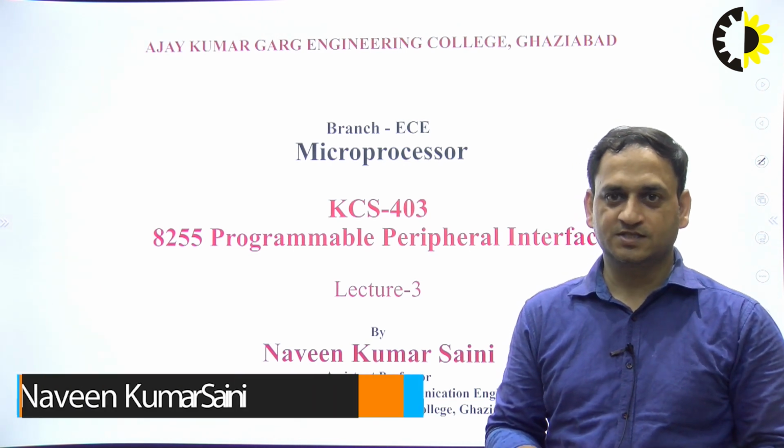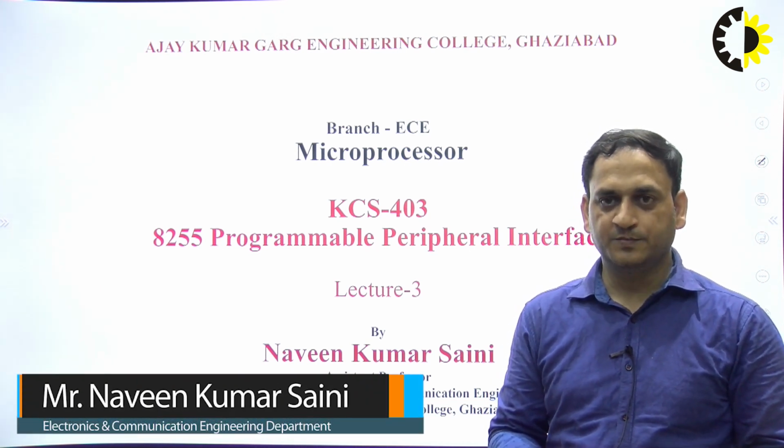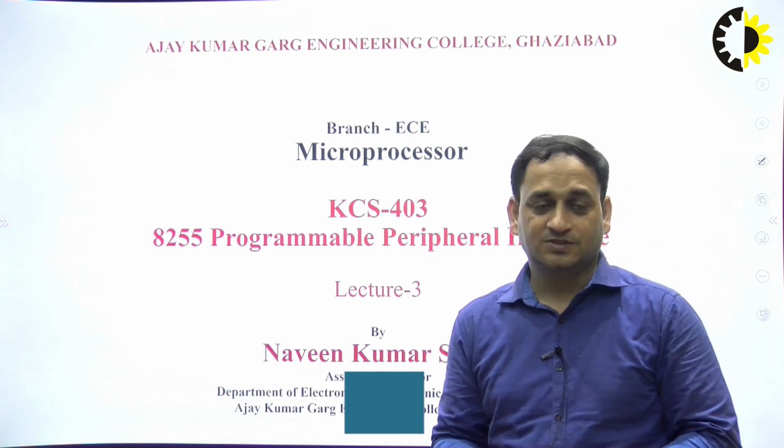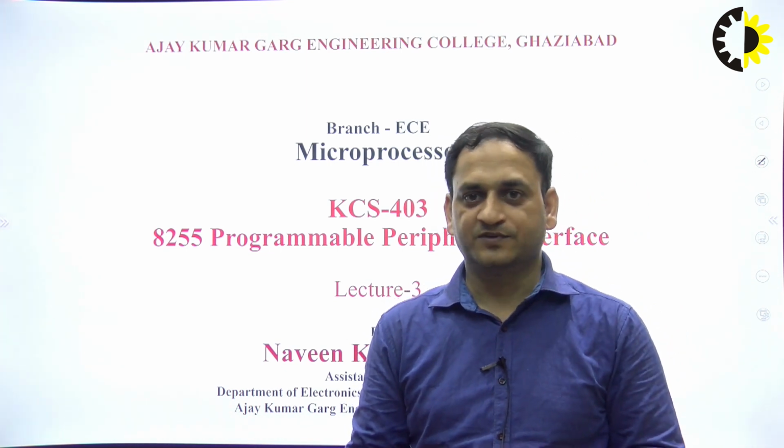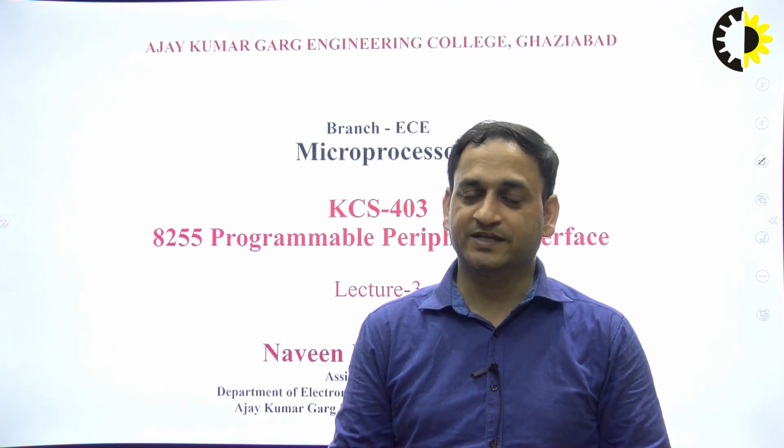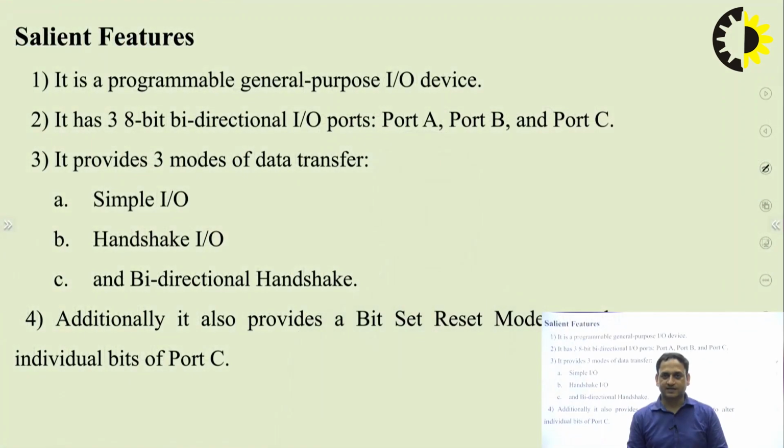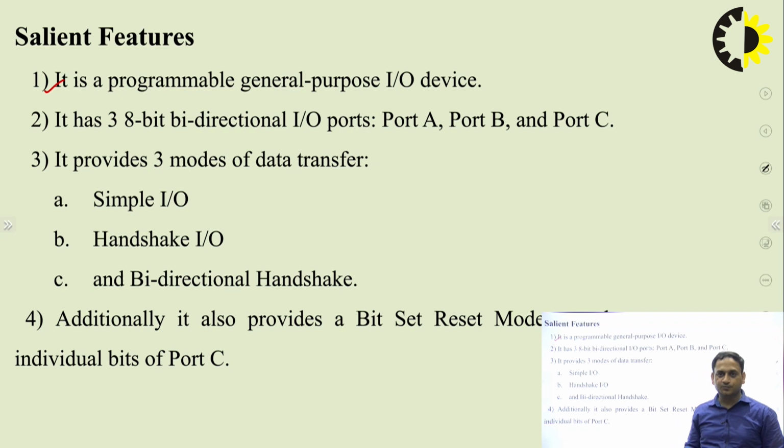So today we are going to discuss the 8255 Programmable Peripheral Interface. This is a very interesting topic because it is a programmable peripheral interface, which means we can program that IC as per our requirement, and the IC number is 8255. There are some salient features of this particular IC. It is a programmable general purpose IO device. IO means input output device, which can be programmed as per the requirement of a programmer.